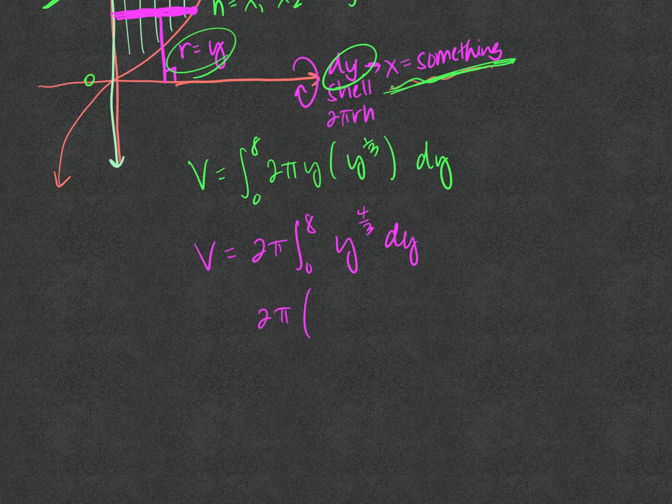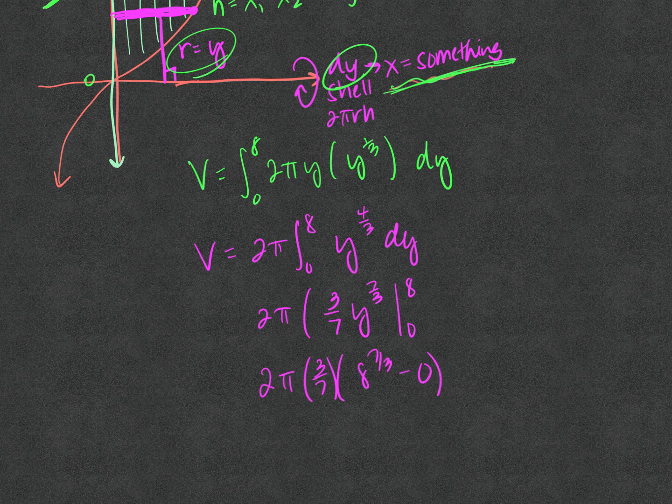When you integrate y to the 4/3, you get y to the 7/3, and the coefficient is 3/7. 4/3 plus 3/3 is 7/3 from 0 to 8. So we have 2 pi parentheses. I'm going to pull this 3/7 out. I'm going to say 8 to the 7/3 minus 0. So this gives me 6/7 pi parentheses 8 to the 7/3. The cube root of 8 is 2.